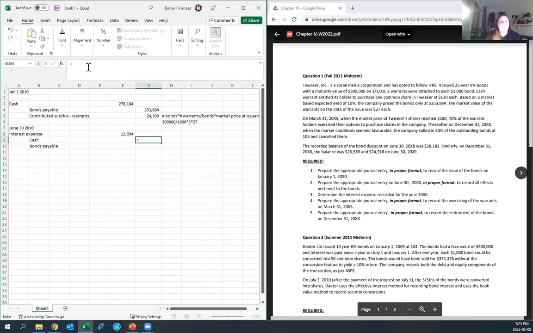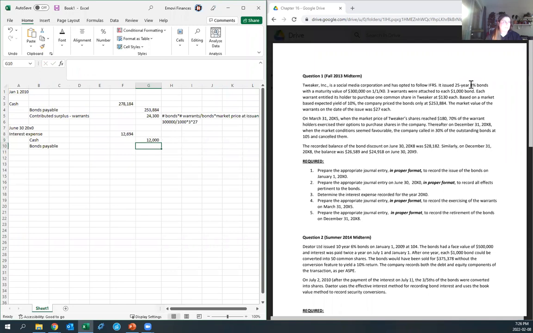Cash amount, if we remember from last week, is the maturity value times the coupon rate divided by the number of payments per year. So here is 300,000 times a coupon rate of 8% divided by 2 payments, 2 periods. And the difference is going to be $694.